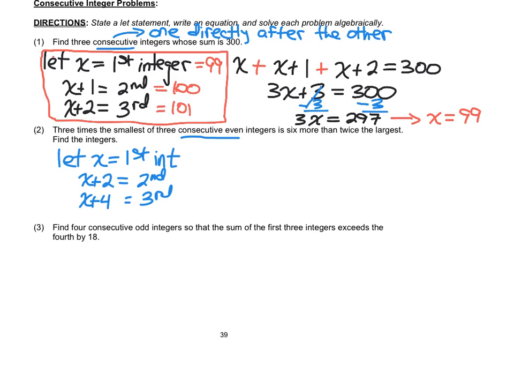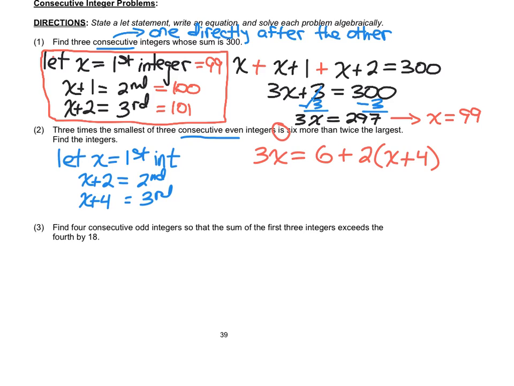All right, so we have our let statements. I'd like to think that you're probably not going to forget to write these let statements, because they're more crucial for this kind of problem than they were for the number of hours spent renting bikes at a park. Now, 3 times, so the context of the problem is important, 3 times the smallest, so 3x, right? Is means equals 6 more than twice the largest, so 2 times x plus 4.